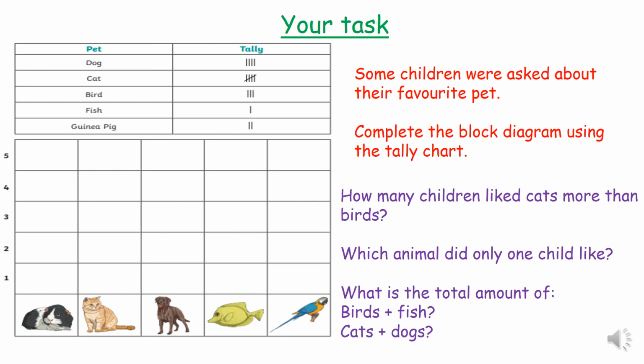How many children liked cats more than birds? Which animal did only one child like? What is the total number of birds and fish? What is the total amount of cats and dogs? Remember, when creating your block diagram, your squares need to be the same size. So a top tip would be to use a ruler if you can, and I use different colours to help me compare the information on my block diagram, so it might be helpful for you to do the same.